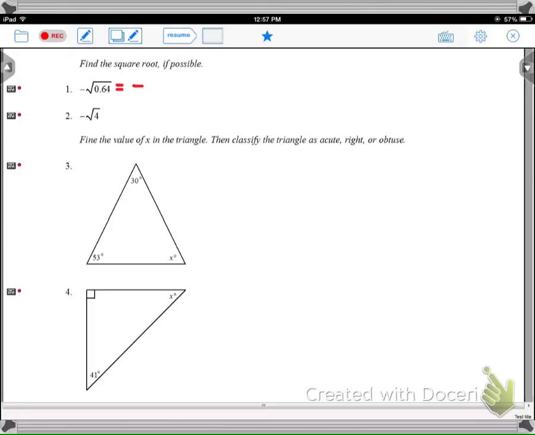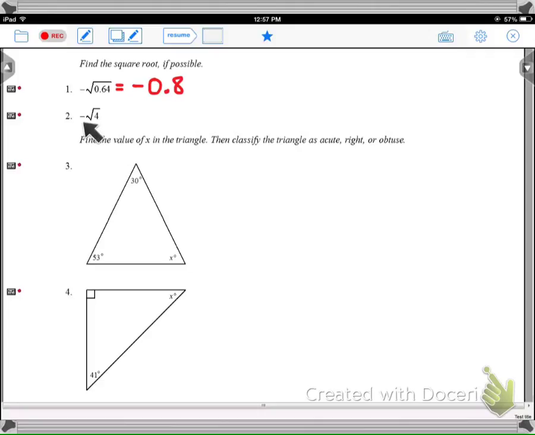Or if you use your calculator, you don't put the negative in. You just do the square root of 0.64 and it will give you 0.8. And you know that since it asks for the negative, you give the negative. Alright, and for number two, you definitely don't need a calculator for this one.